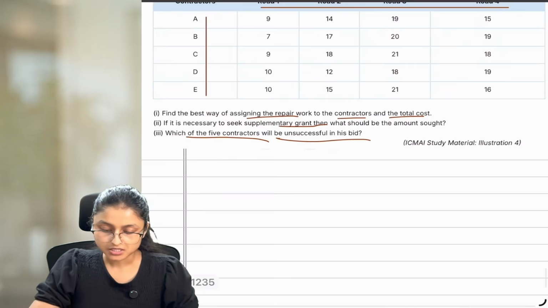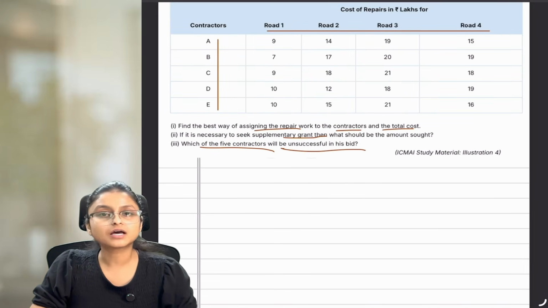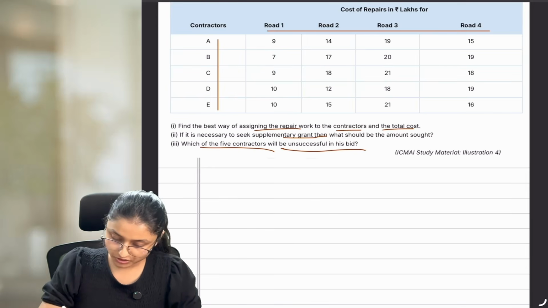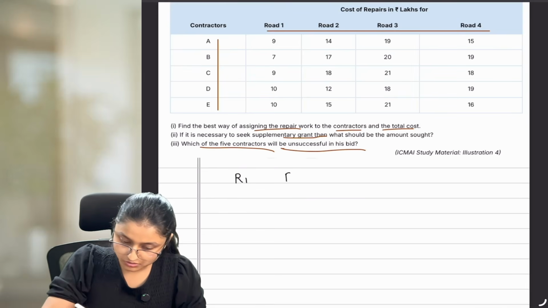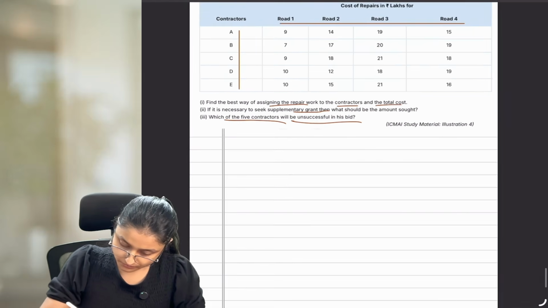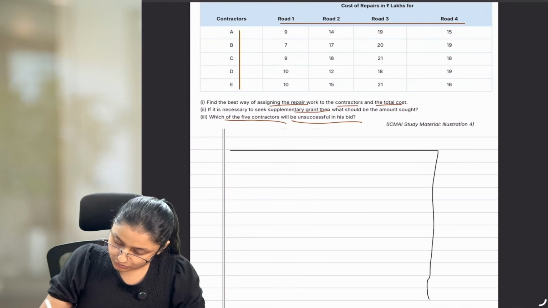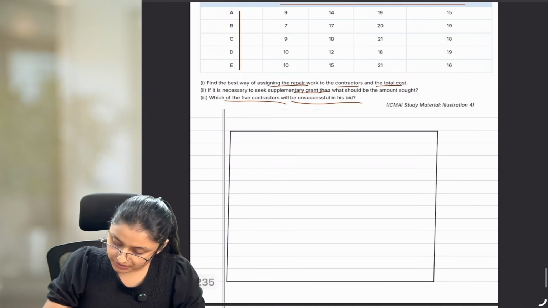Let's see this question. This is not a complicated question. This is just a minimization question with unbalanced scenario. So you have already done it. If you want, you can try it yourself, or else I am also doing it here. You can refer to it from here. So we have 4 roads, but we have to take one dummy, as it is an unbalanced situation, to make it balanced.